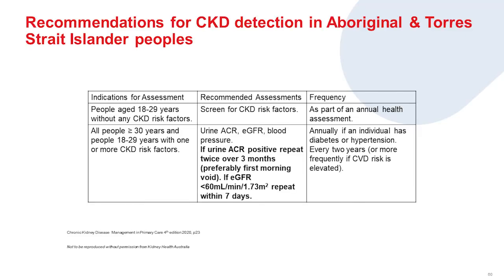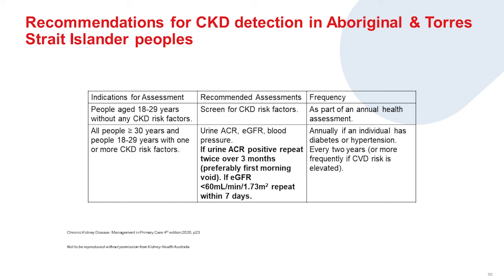These are the recommendations for CKD detection in Aboriginal and Torres Strait Islander peoples. For people aged between 18 to 29 without any risk factors for CKD, screening for risk factors is recommended as part of an annual health check in general practice. For all people over 30 years, and people between 18 to 29 with one or more risk factors, we need to be checking the urine albumin creatinine ratio, eGFR, and blood pressure.